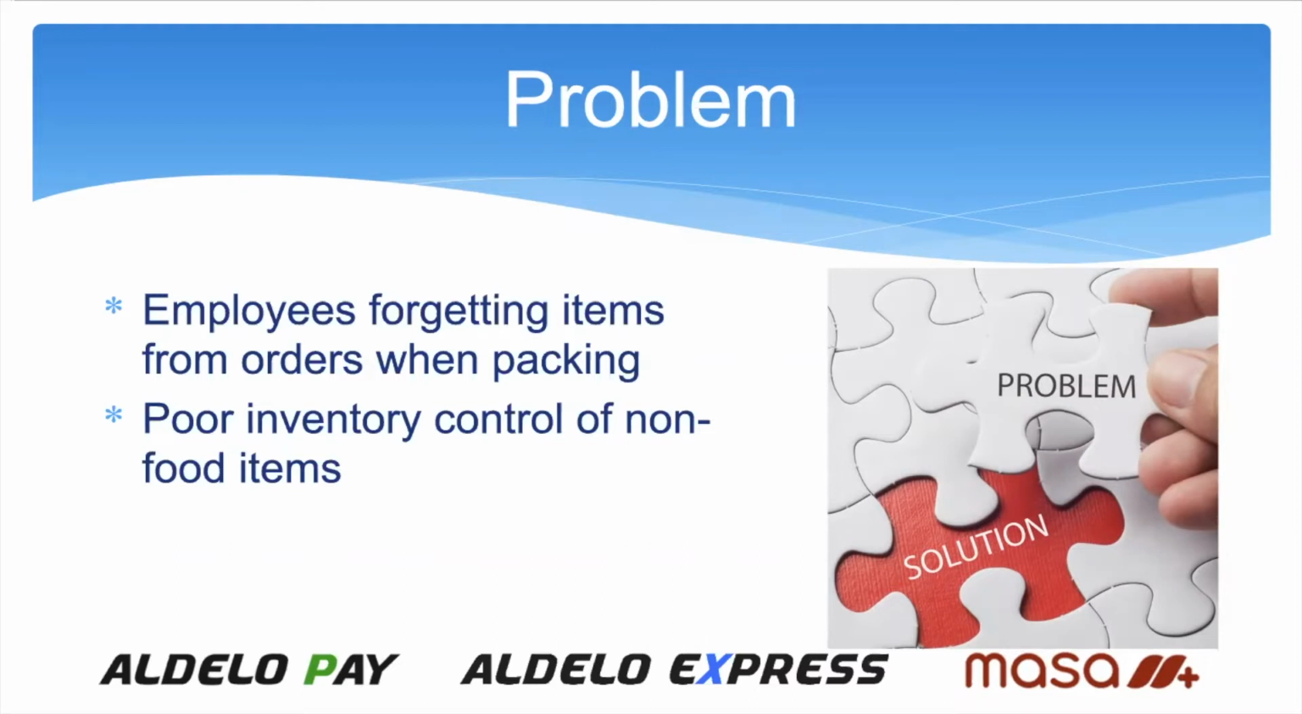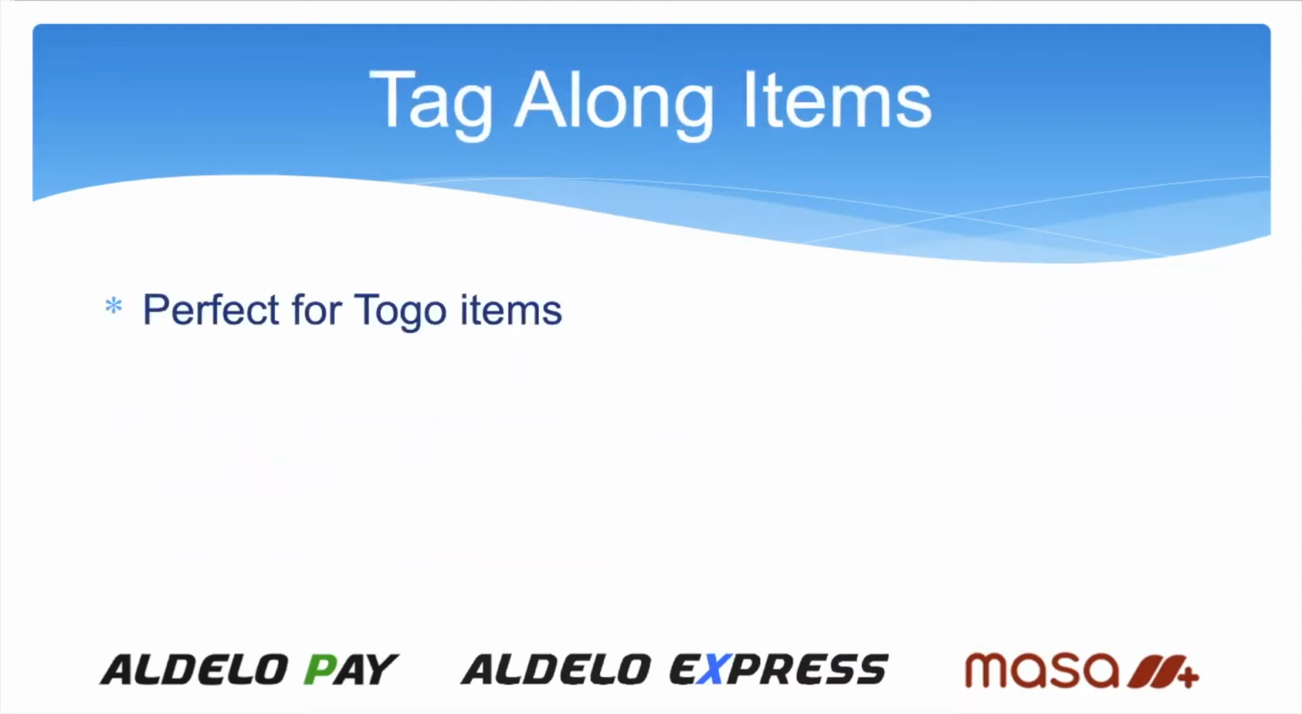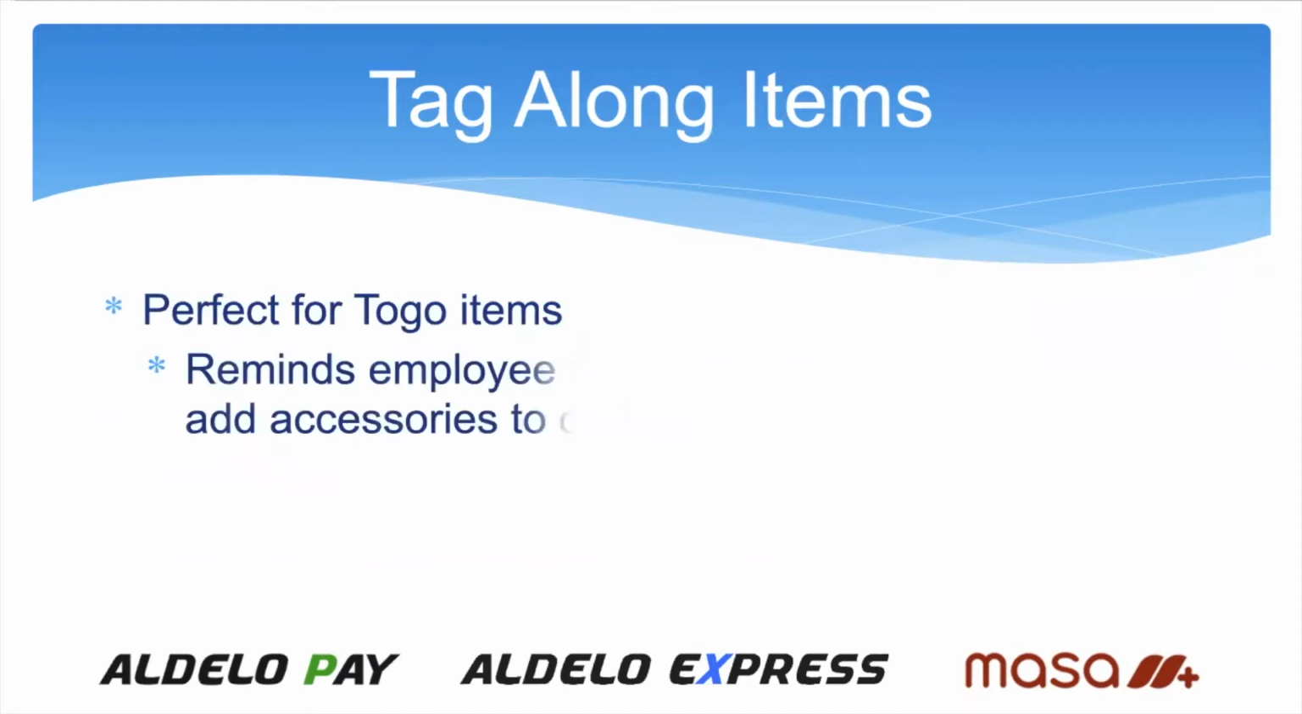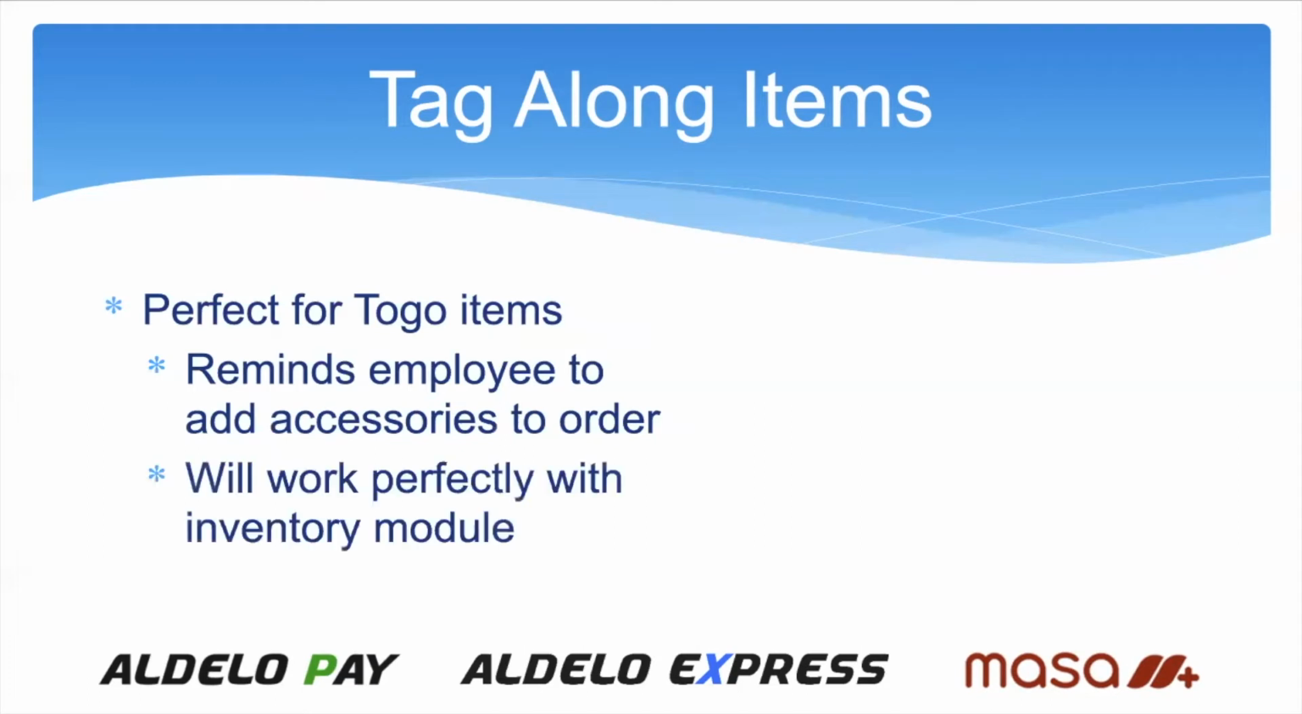So in this case, what we've done is we have a thing called tag along items. This is a perfect use of that feature, in that it reminds employees to add the accessories to the order. So this is going to remind the employee to add the accessories to the order. It will work with the inventory module in that it will deduct items from inventory for those forks and knives and spoons and napkins. It will deduct those from the inventory in the right amount.